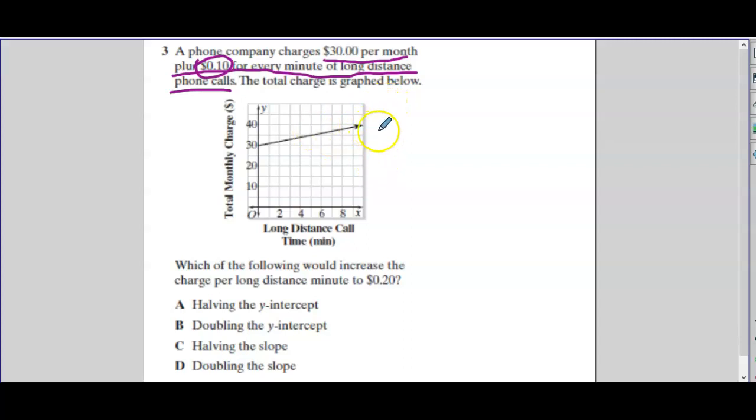So if I look at this, my Y values are the money charged, the monthly charge overall, and my X is the long distance call in minutes. If I were to write an equation to represent this, it would be Y, my monthly charge, equals 0.10 times X, the number of minutes for the long distance call, plus 30, because we're starting at $30 for that monthly charge.